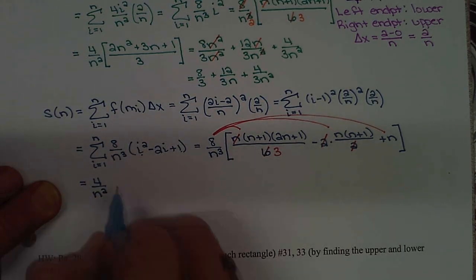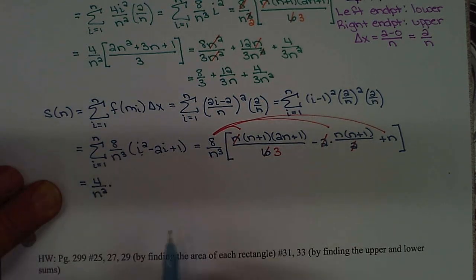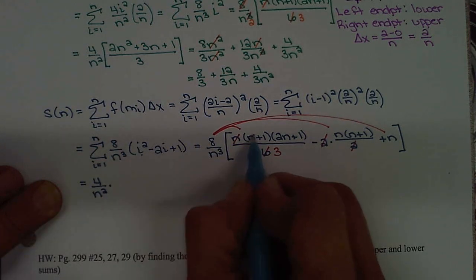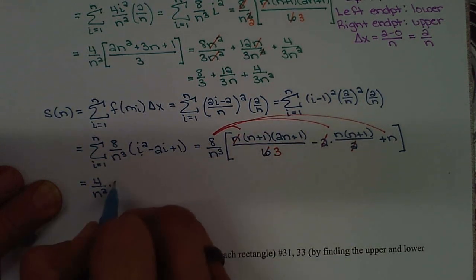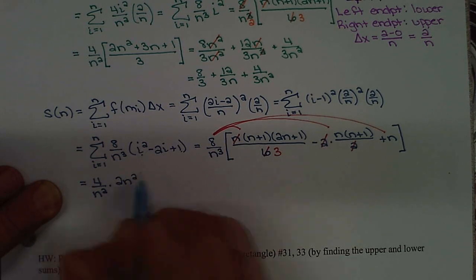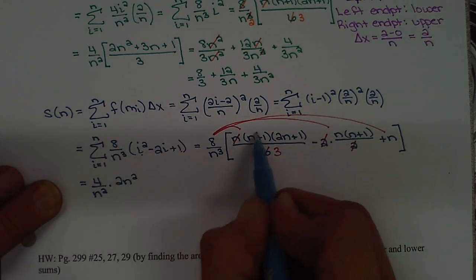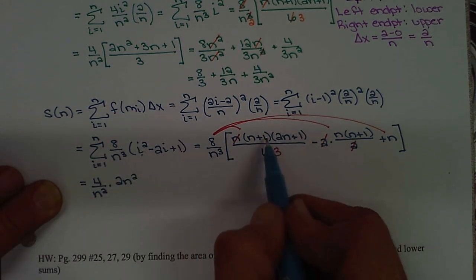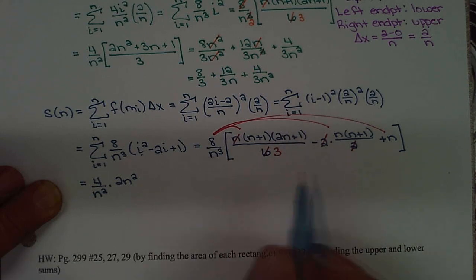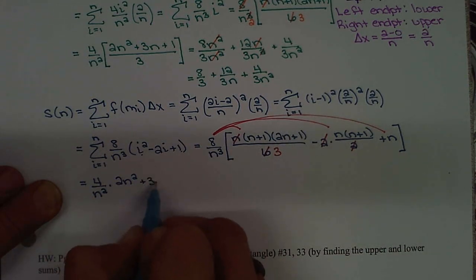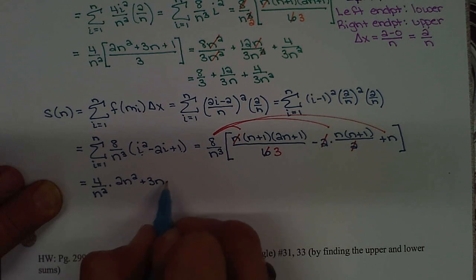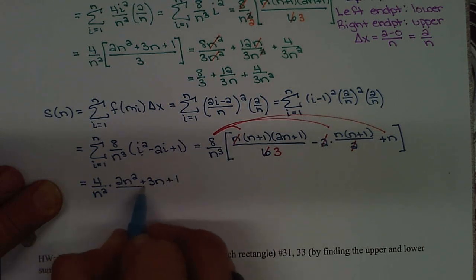And now all of this here is going to be an n times a 2n to make a 2n squared. This is going to be an n times 1 is n. 1 times 2n is 2n. Add together to make a 3n. And 1 times 1 is 1. All over 3.